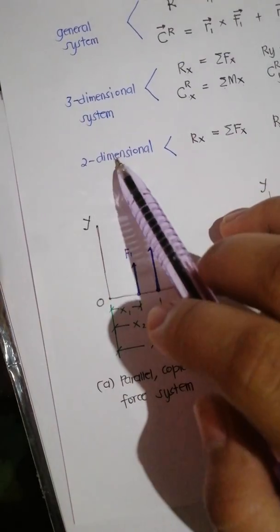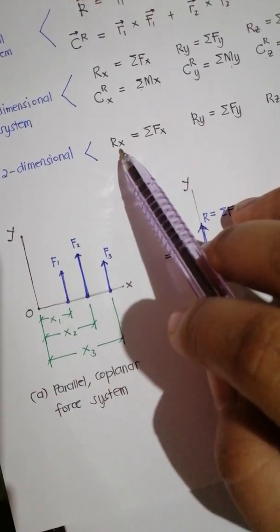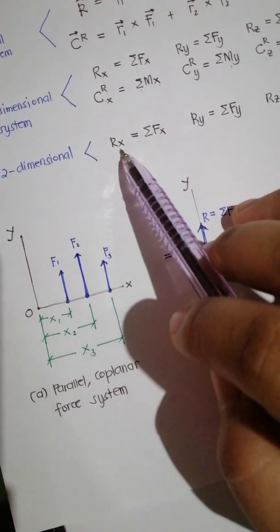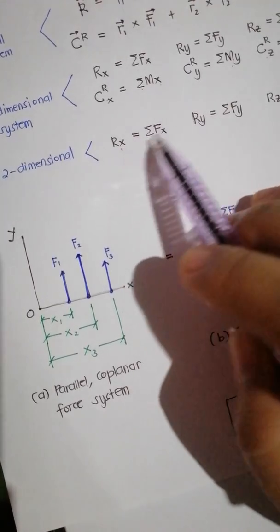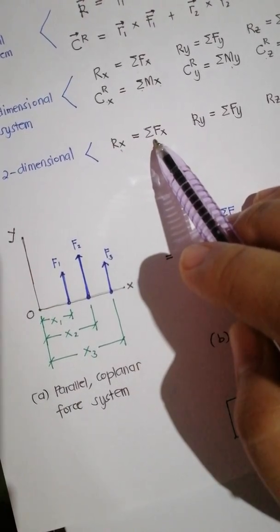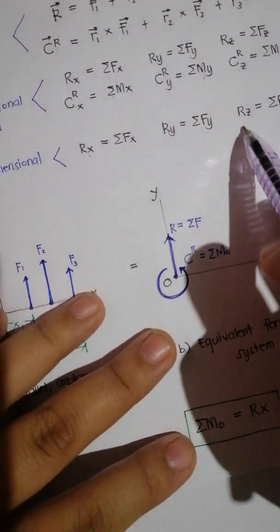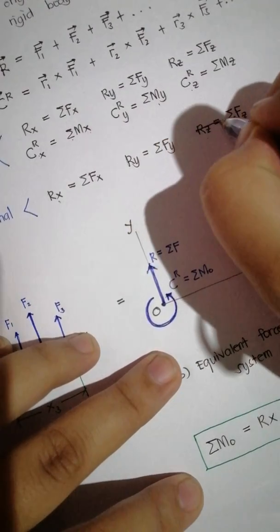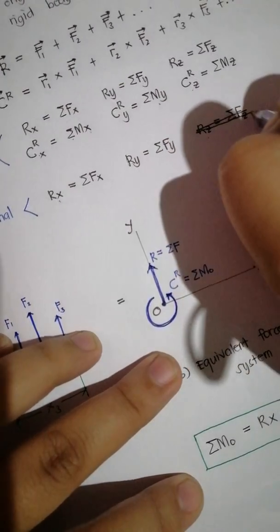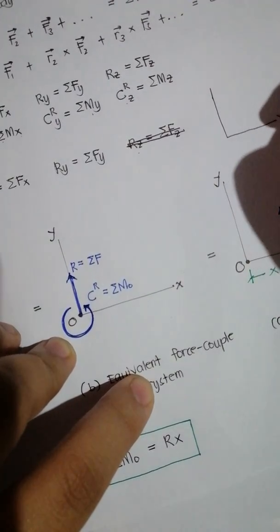But for two-dimensional, we only have force. If two-dimensional, commonly we consider the plane system as the xy plane. So we only have x and y components for the resultant force, simply the summation of x components and y components respectively. There is no longer a z component of the resultant, since it's two-dimensional. It only acts on the xy plane.